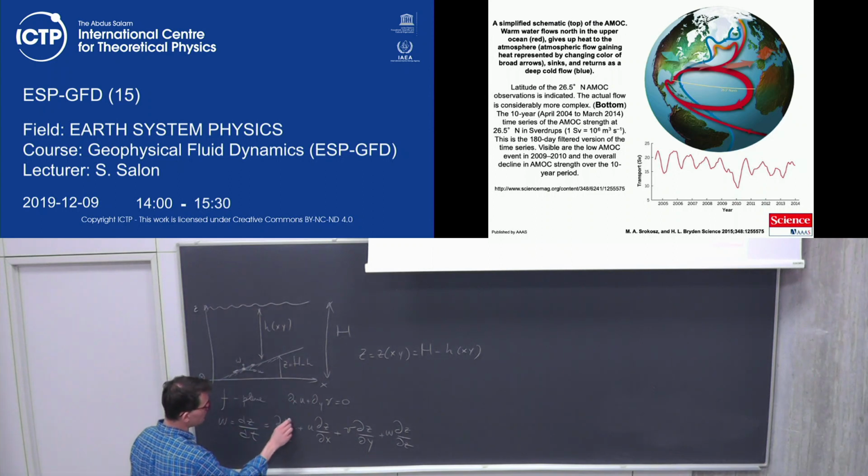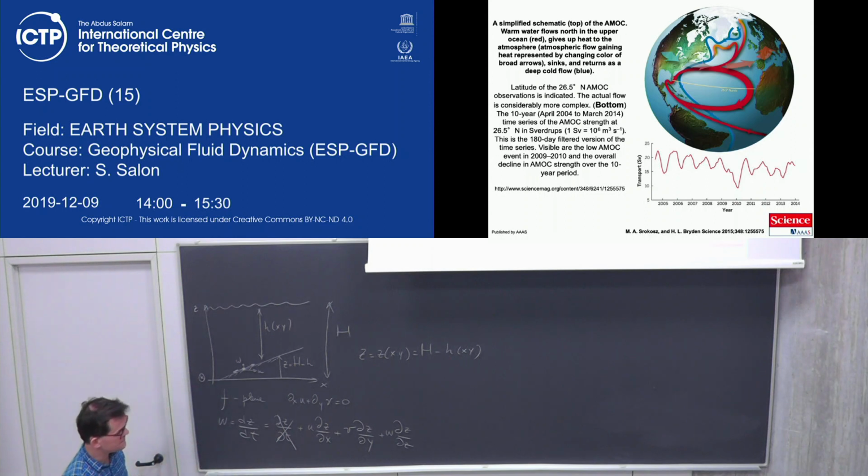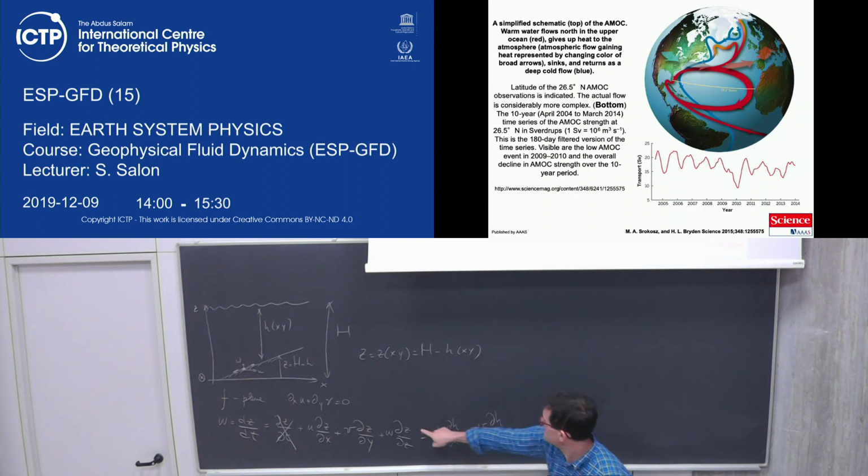So according to this, we can delete this. We can also delete this, because if we substitute z, z is capital H minus h, which is a function of x and y. So this will be minus u ∂h/∂x, then minus v ∂h/∂y, and this is 0.